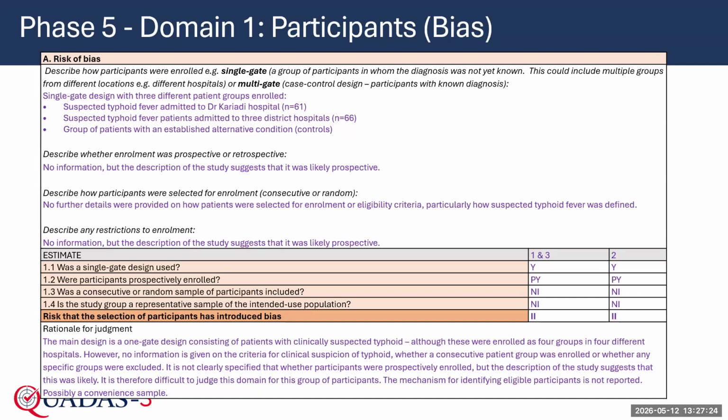However, actually the answers have ended up being the same. So we have got a single gate design. We don't know for definite, but it seems like it's a prospective study. What we don't have any information on is whether we've got a consecutive or random sample of participants, or whether the study group's representative of the intended use population.